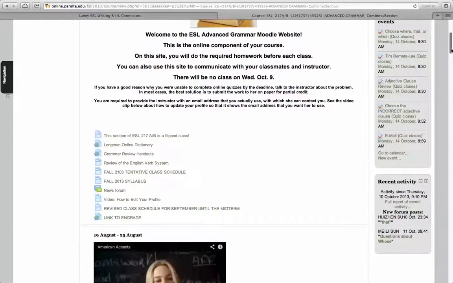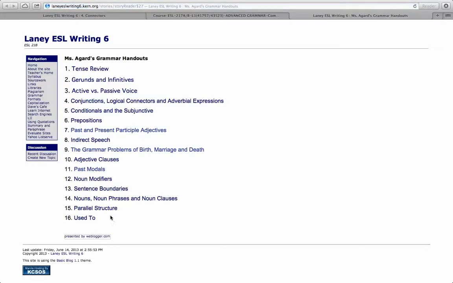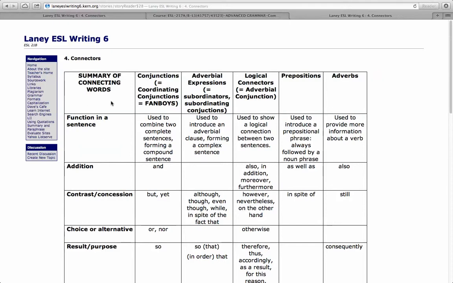And down here, right under the main heading, you have grammar review handouts. And these are all useful summaries of difficult grammar points. And this is number 4 that we're looking at: conjunctions, logical connectors, and adverbial expressions. And now I'm going to go back and take a careful look at this particular handout.